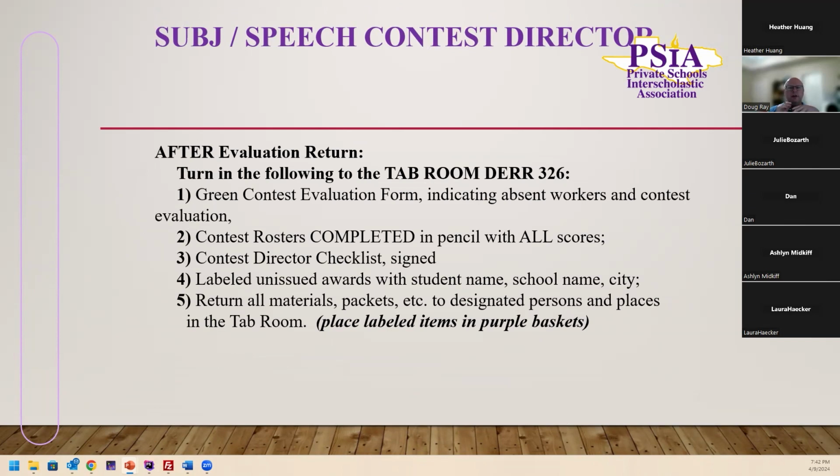Now, we are doing something a little bit different this year with the speech rosters and the information that goes with the speech roster. For a speech contest, we want a packet created, and we'll create the packet in the tab room and staple it together. But it needs to be the roster, followed by the ranking sheet, followed by the 3 judges' ranking sheets. We're going to want all that stapled together.